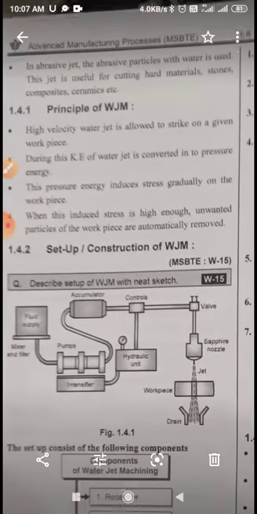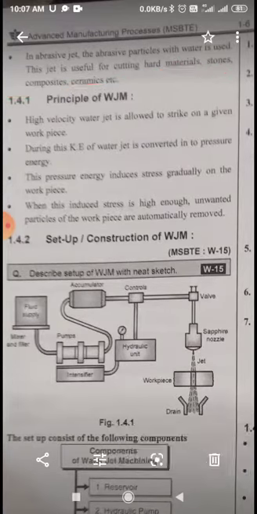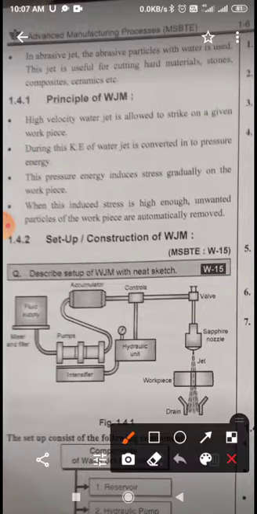In the water jet machining process, abrasive particles are mixed with water. This jet is used for cutting harder materials like stone, composites and ceramics. Now, the principle of water jet machining is the same principle as AJM, no difference.